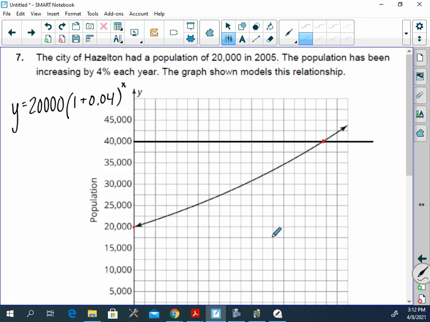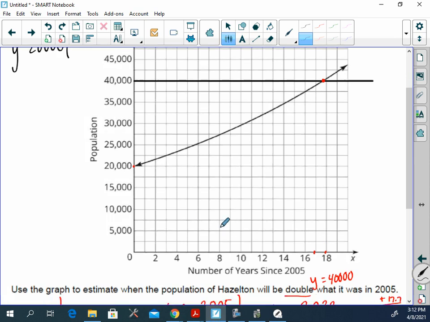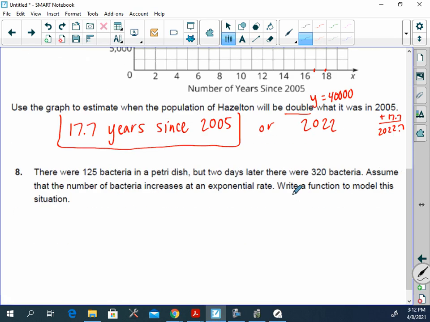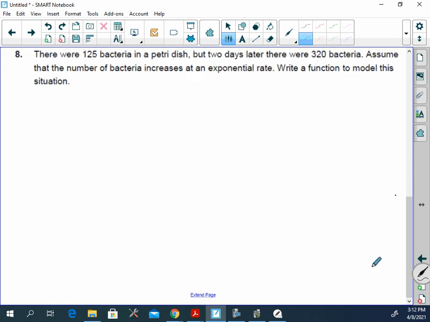We don't really need it in this problem. But if it was a different problem asking different things, we could put this into our y equals, and then put y equals 40,000 in there and find that intersection. Like we did some of that in class, right? So there are different ways to go about finding answers sometimes. Now this one is one of the harder ones.